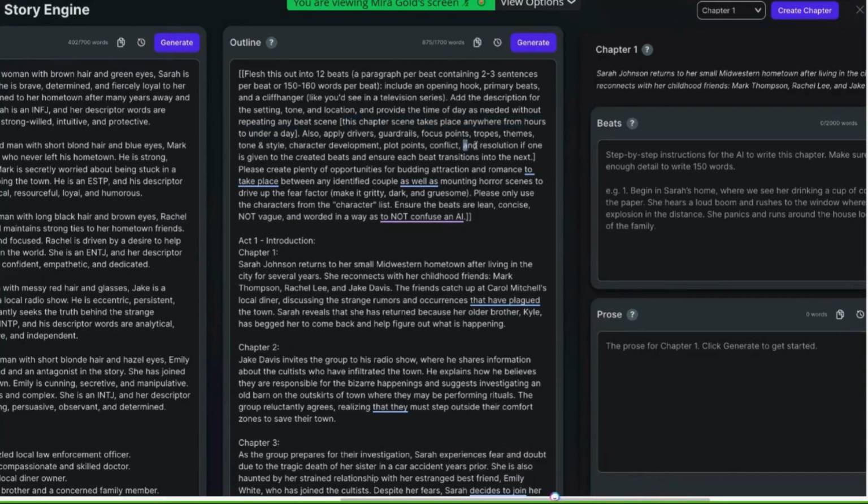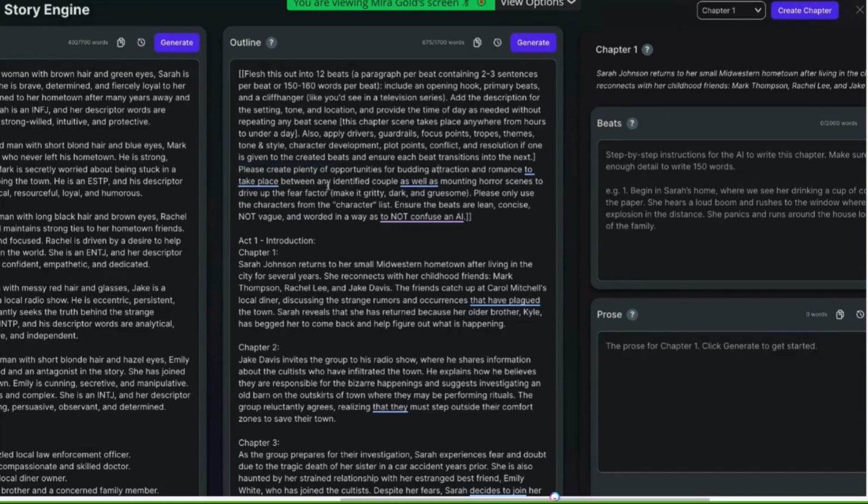Now, if there's a resolution, I want that in the beat. If there is no resolution, I want that in there too. I want it to please create plenty of opportunities for budding attraction, if this is a romance. If not, you would kill it.